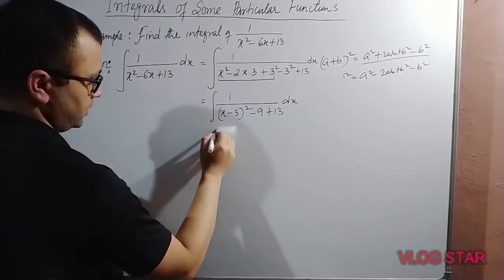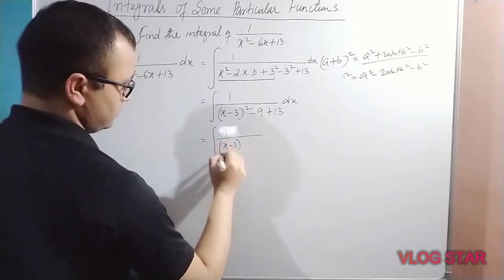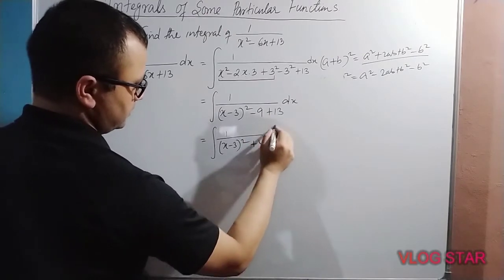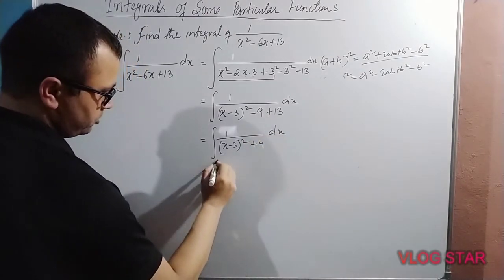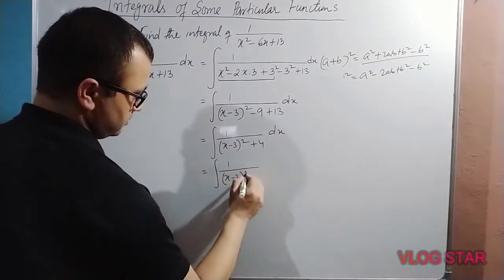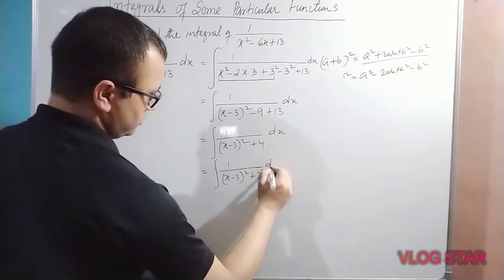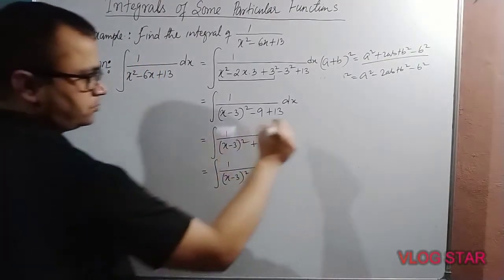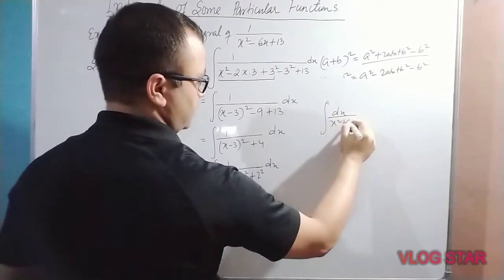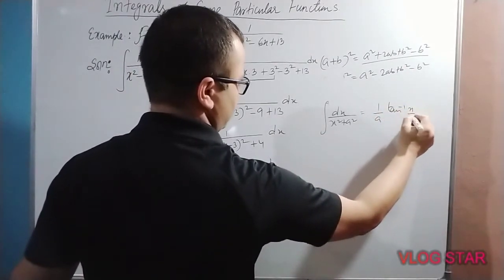So this equals integration of 1 by x minus 3 whole square, minus 9 plus 13 is plus 4, dx. So this equals integration of 1 by x minus 3 whole square plus 4, which is the square of 2, dx. So it is in the form of integration of dx by x square plus a square. The formula is 1 by a tan inverse x by a plus c.